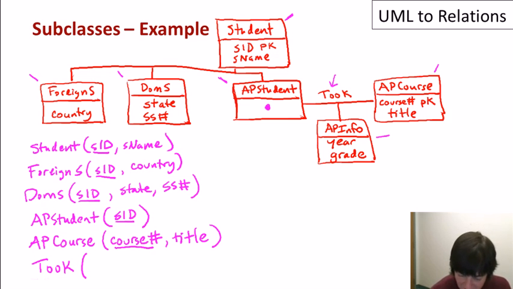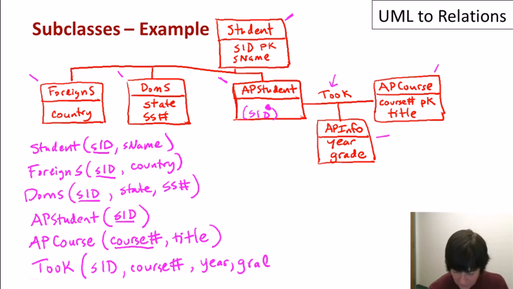Well, we don't see any key in here, do we? But subclasses always inherit the key from their parents. So the key here is implicitly the student ID, and that's what we'll be using here, the key from the right-hand side, the course number that they've taken, and then we'll have the 2 attributes from the association class, the year and the grade. So this actually looks like a pretty good design.